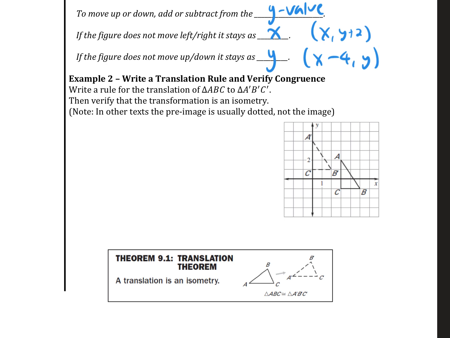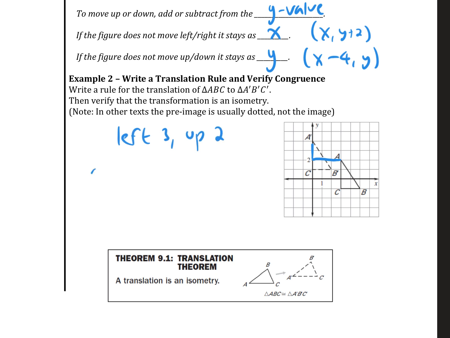Okay, so to go from A to A prime, right? Oh, sorry, we actually go left or right first. I goofed up. So we want to go left or right. So to go from A to A prime, we go right or left? Go left. Left how many? We went left 3. Then where do we go to get to A prime? Up or down? Up 2.